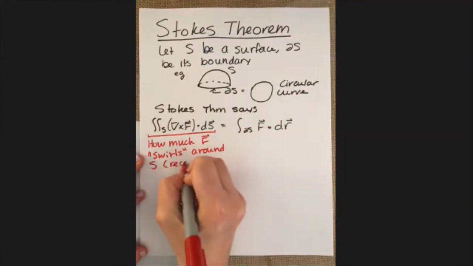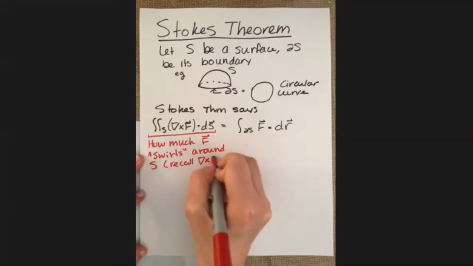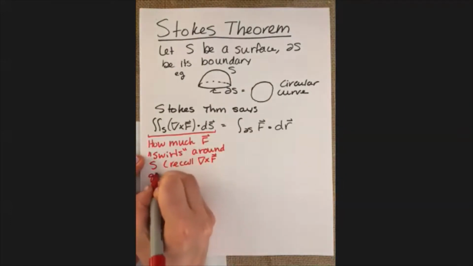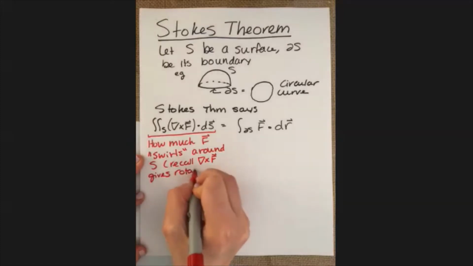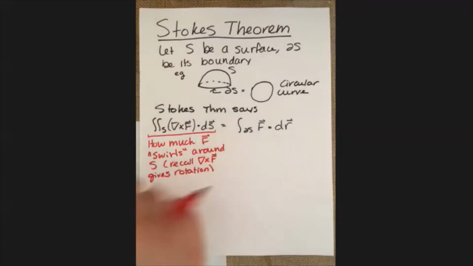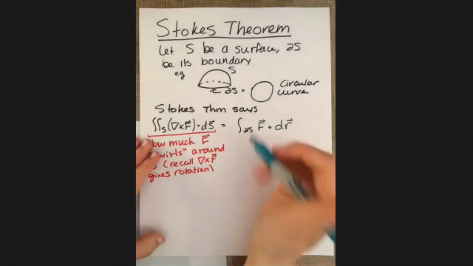So recall that the curl gives rotation. And we're saying that that has to be equal to how much F has in common with the boundary of S.